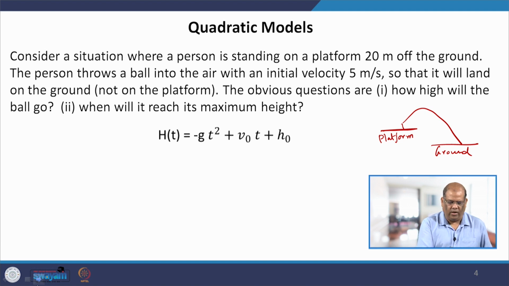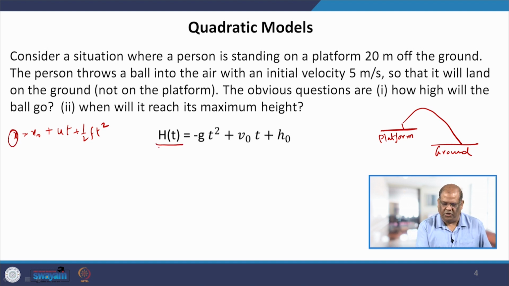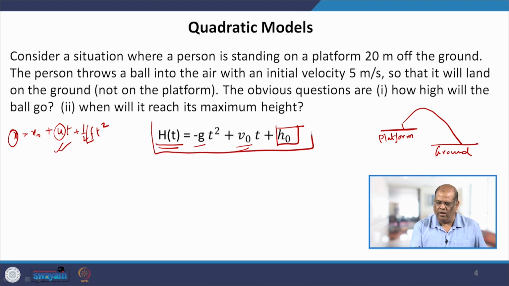Now, if we take v0 to be the initial velocity, it is exactly the same formula which we derived, x equals x0 plus ut plus half ft square. If I compare, x is the distance, which is h(t) here, x0 is the initial condition, so it is the initial height h0, and f is the acceleration. Here g is the acceleration due to gravity, and since you are throwing the ball up, it is negative, so minus half g t square, and u is the initial velocity, where v0 is the initial velocity. So, basically it is exactly this equation, only written in different notations.